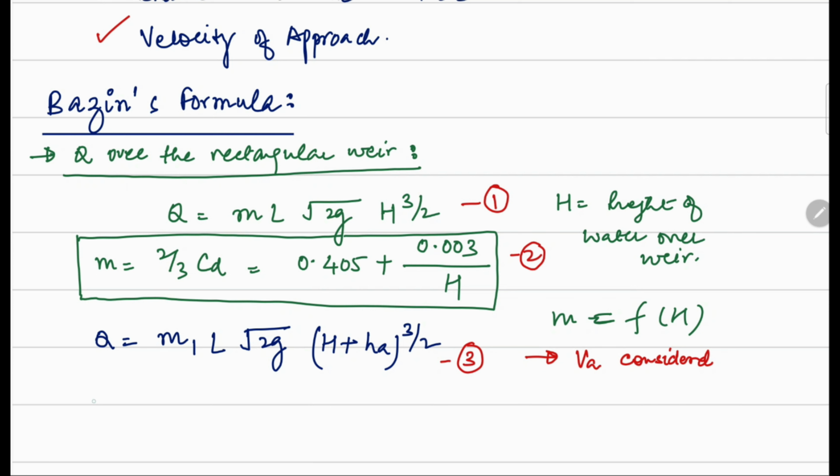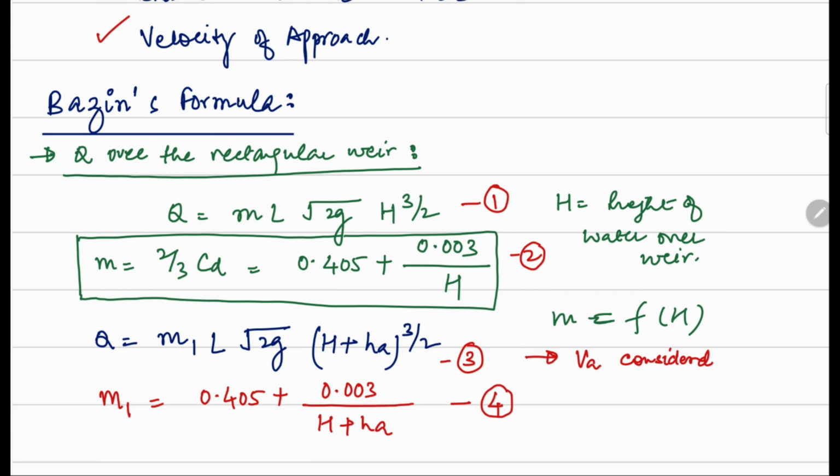Similarly, the m value will also be modified, and that's why we are writing it as m1 instead of m. So m1 will be equal to 0.405 plus 0.003 over (h plus ha). So that is your equation number 4.